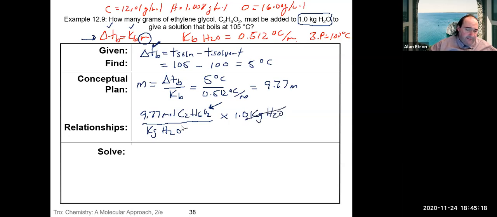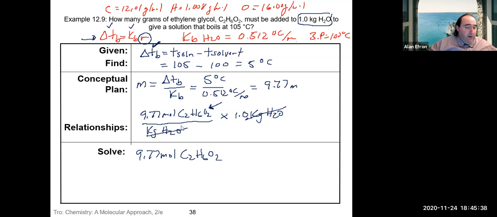So the kilograms of water, or solvent, will cancel, and that tells us in the solution we basically have 9.77 moles of C2H6O2, which is our solute in this case. Any questions up to that point?